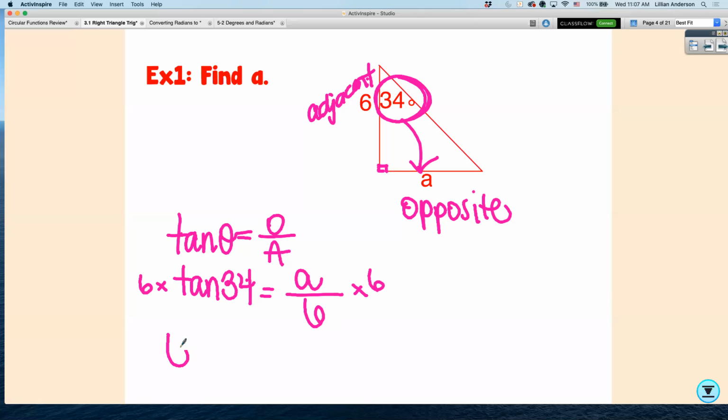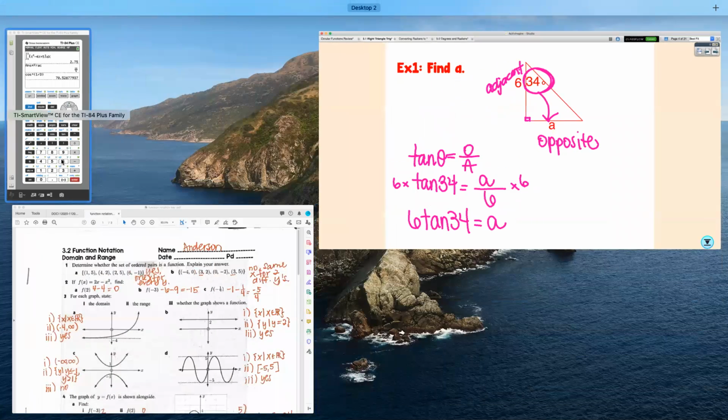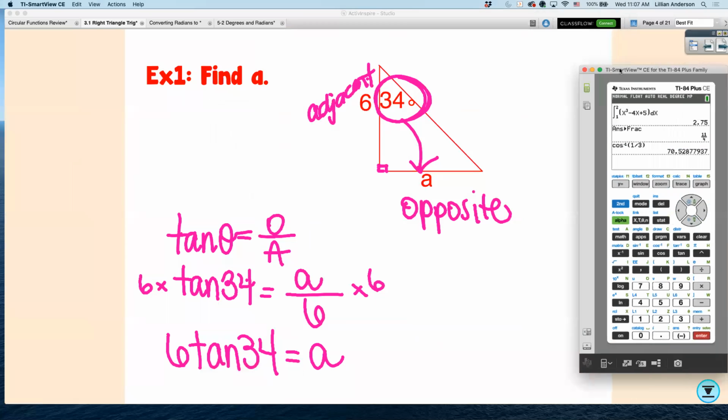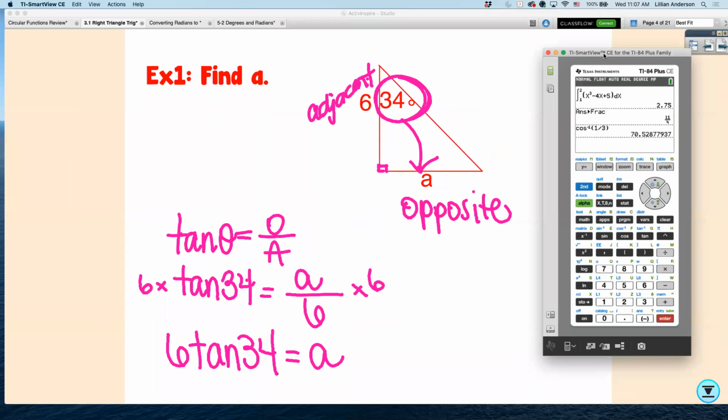So in my calculator, I'm going to do 6 times the tangent of 34 degrees to get my answer. So we will need our calculator for a good part of this unit. Three significant figures? Always. Okay, I got 4.05. So it's going to be 6, and then tangent is located right above that parenthesis. And I just type in 34, and I click enter.